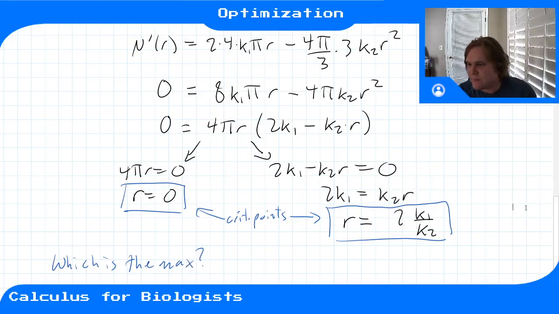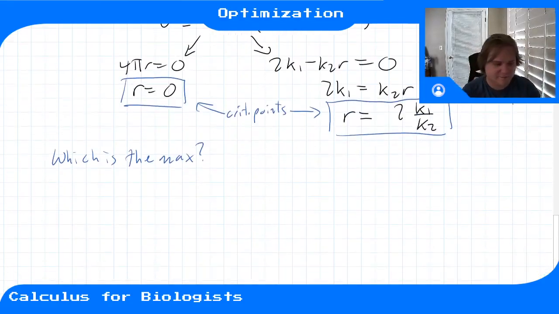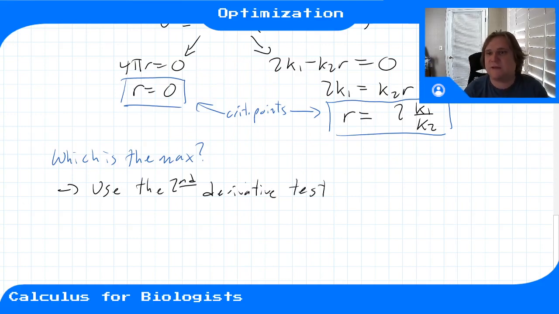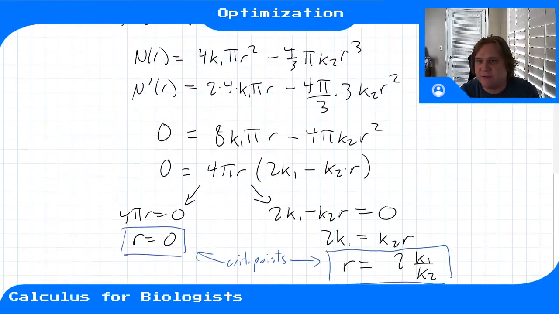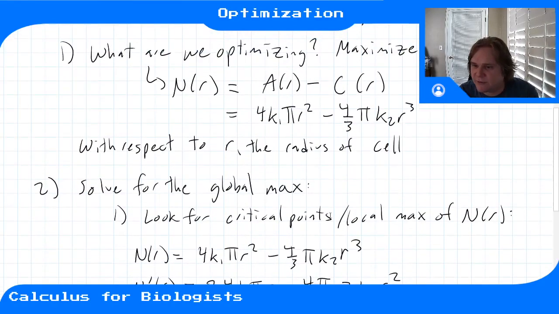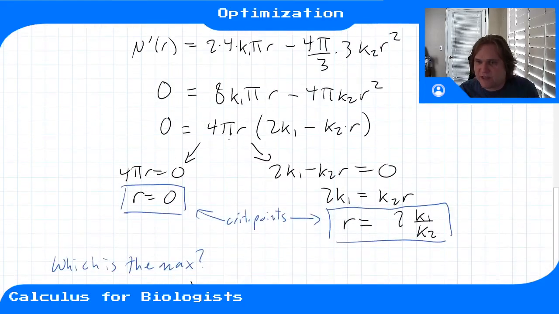Okay, so let's use the second derivative test, because I think that is the easiest in this case. For point 1, we will check the second derivative at r equals 0. For point 2, we'll check the second derivative at r equals 2k1 over k2. So the first derivative is here, right?